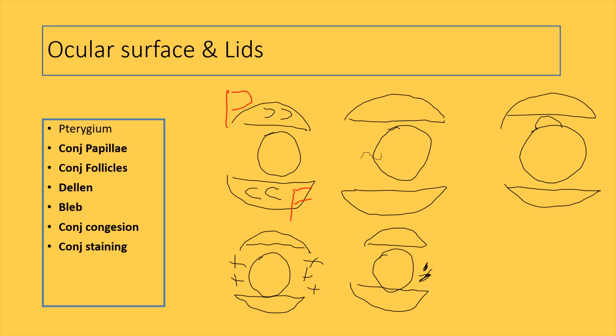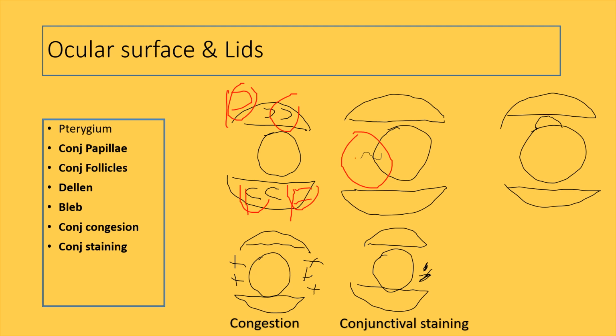And now the conjunctival lesions. This part of the P is for the papillae, and this part of the F is for the follicles. So if you do it like this, that will make it F. So that's the mnemonic for the follicles and papillae. Then the crosses are for the congestion, and conjunctival staining you just draw like you draw the corneal staining. And this one is for the Dellen. So this one is raised from here, and then it's causing corneal thinning. So that is for the Dellen with corneal thinning. And this one here is for the bleb.